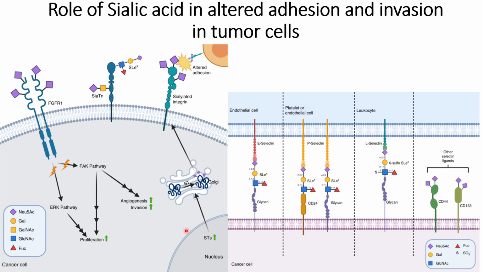Simultaneously, the hypersialylation of the sialylated integrin helps in altered adhesion with the other cells. Because of this altered adhesion, these tumor cells will be able to move, will acquire a more mesenchymal nature, and will be able to metastasize from one place to another because of this hypersialylated structure that alters the adhesion with neighboring cells.